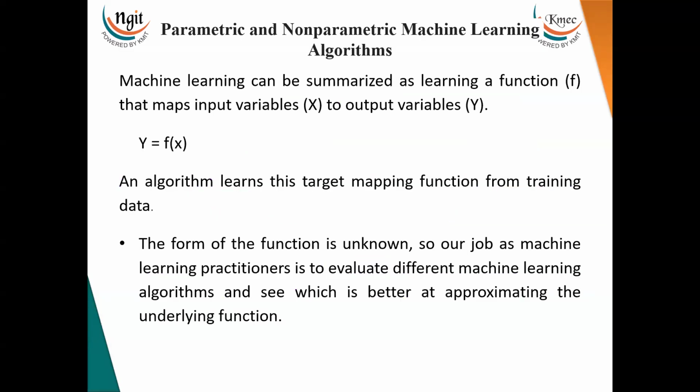How we define machine learning can be summarized as learning a function f that maps input variables to output variables. Simply we say that y equals f of x. An algorithm learns this mapping function from the training data, and we don't know the form of the function. Our job as machine learning practitioners is to evaluate different machine learning algorithms and see which is better at approximating the underlying function.